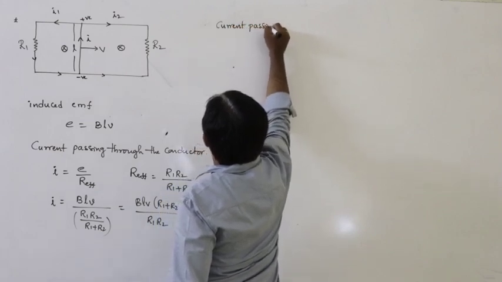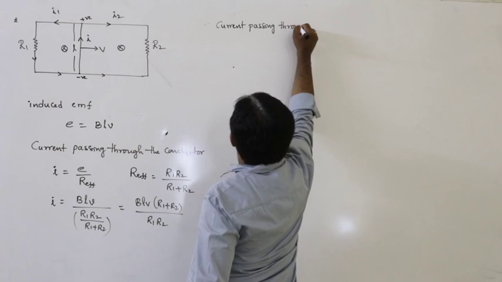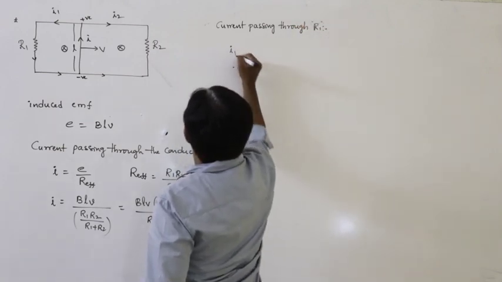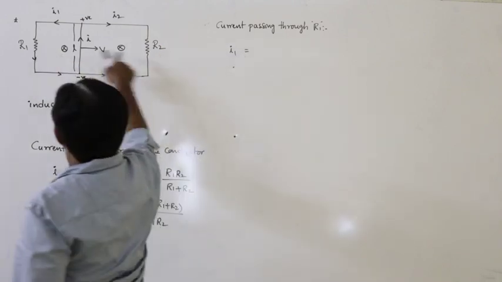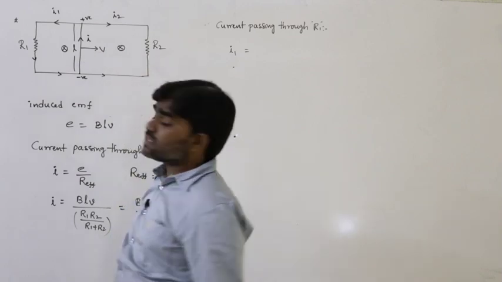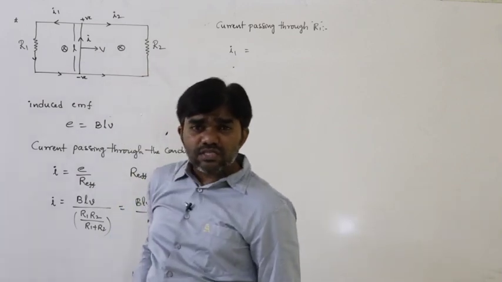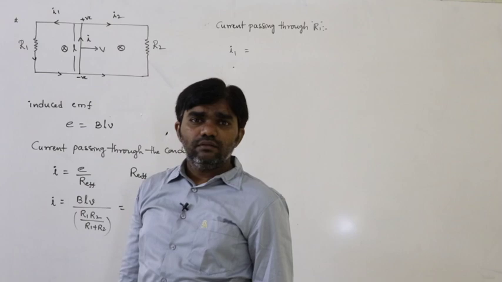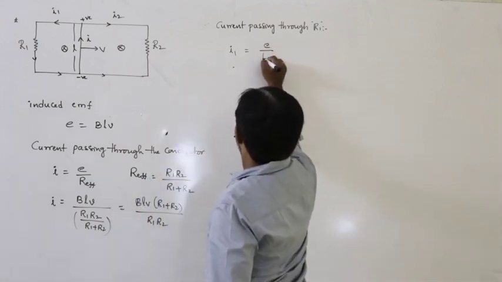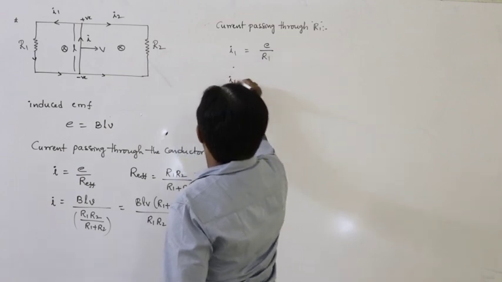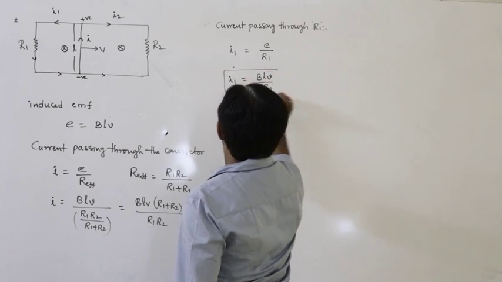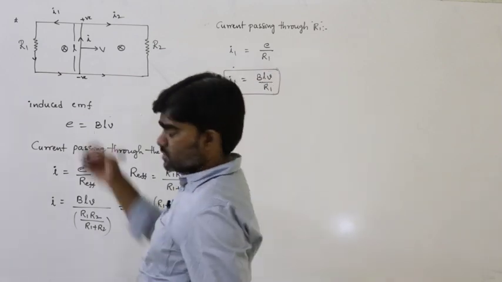What is the current passing through R1? So I1 is equal to, here these two resistances are in parallel. If two resistances are in parallel, the potential must be the same, that means the EMF is the same, that means E by R1. So I1 is equal to BLV by R1. That is the current that passes through the first resistance.